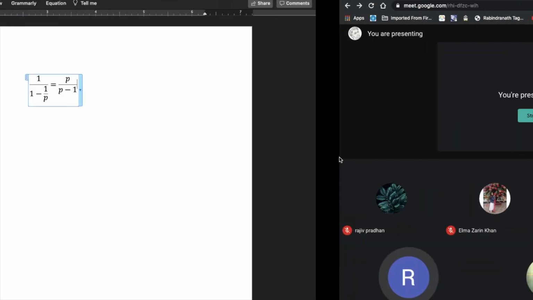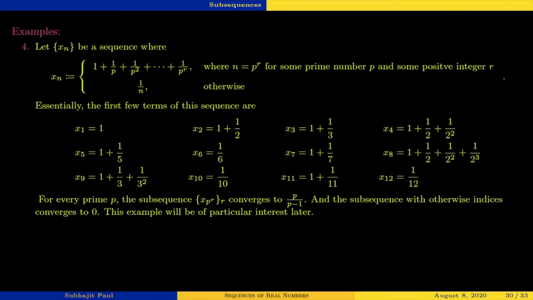That is why I'm saying that the subsequence x p to the power r converges to p by p minus 1. So for every prime p, this subsequence converges to p by p minus 1. So we have infinitely many primes, and so we have infinitely many subsequential limits, I mean convergent subsequences converging to these values. And the subsequence with the other indices converges to 0, of course, 1 by n. So this example will be of particular interest later.